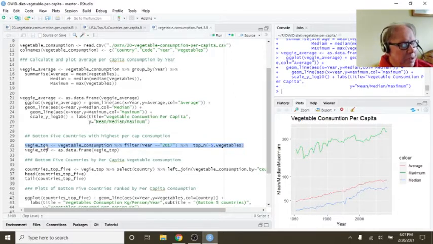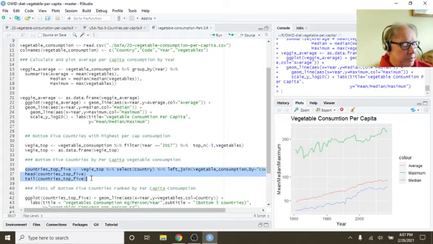So here what we do, we're going to create the vegetable top, vegetable consumption, filter to the last year, which is 2017, and then the negative means bottom 5. So we're going to take the bottom 5 from vegetables, which means kilograms per capita. Then we use that information and we do a select by country. Then we do a left join by country where we join veggie top to vegetable consumption, which gives us a data frame.